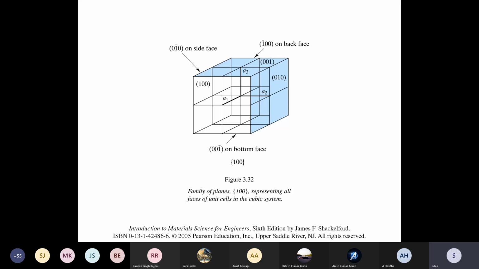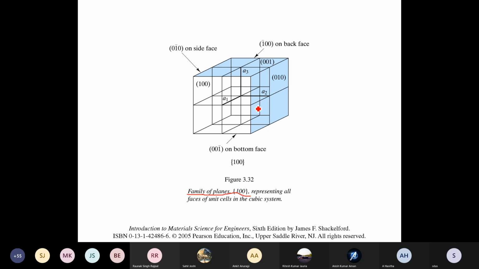Now, this is a cube. You see, this is the 0, 0, 1 plane. The front face is 1, 0, 0. The side is 0, 1, 0. And the back side is 0, bar 1, 0, the opposite of it by symmetry, the negative of that. So the family of planes in a cubic system, 1, 0, 0, represents all the faces of this cubic unit cell.